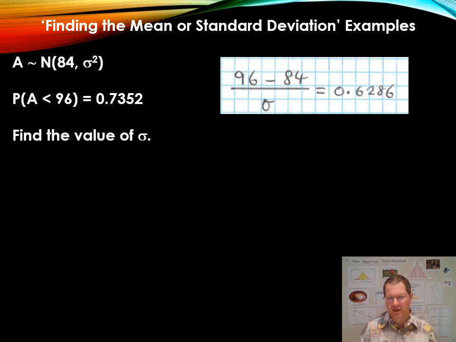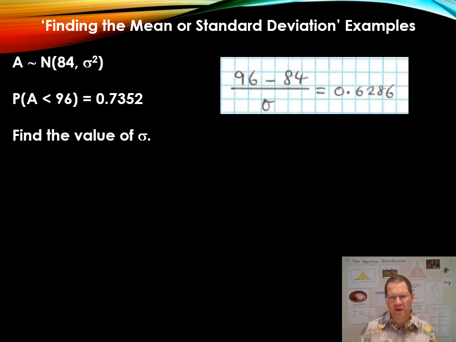So remember, z has a normal distribution with a mean of 0 and a standard deviation of 1. So I go into menu 7.3 for the inverse. I type in my area of 0.7352, my standard deviation is 1, my mean is 0, I press equals, and I get a z value of 0.6286.